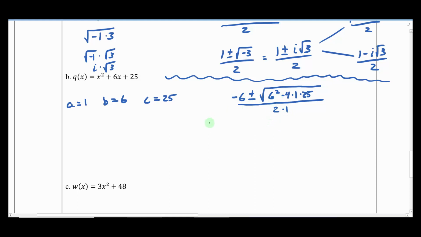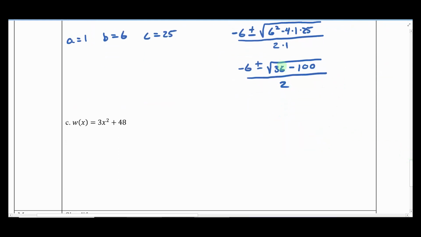And then I just go through and simplify piece by piece, right? So negative 6 is going to stay negative 6 this time. We don't have that double negative to worry about this time. And I'm going to go inside my square root. 6 squared is 36. Minus, and then 4 times 1 times 25 is 100. And then 2 times 1 is just 2.